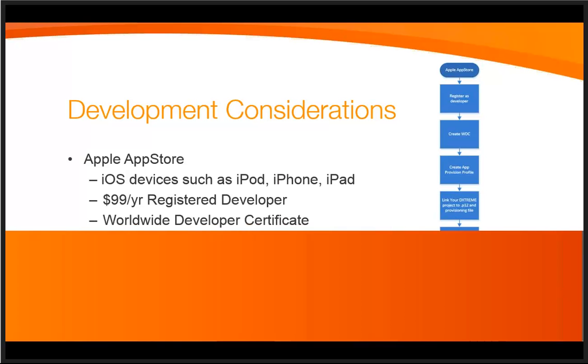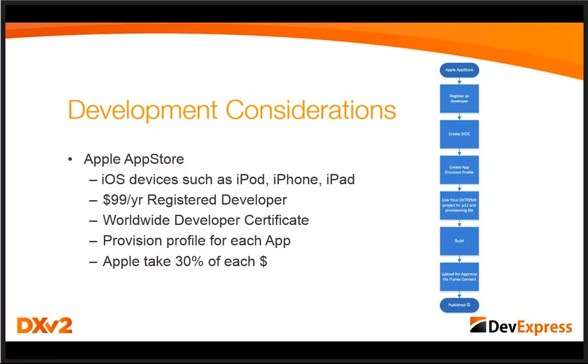If you want to target the Apple App Store, so you can hit devices such as the iPod, the iPad, and the iPhone, you need to pay an annual subscription, which is $99. You get to create a WDC, or Worldwide Developer Certificate, and then you need to create a provisioning profile for each application you generate. And remember that Apple will take 30% of every dollar that you earn.